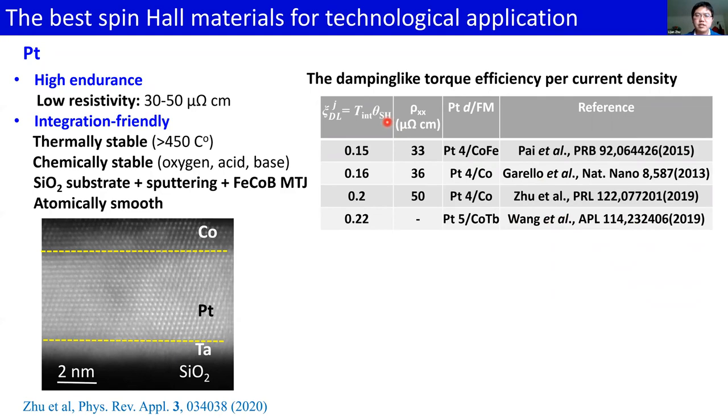How well you control the interface? That means how large is the spin backflow, which is influenced by the thickness of the platinum and the spin diffusion length of the platinum. If the thickness is larger, then you get more complete spin transmission. And also, if you have spin memory loss, that will also influence the spin transparency. So you can have very different numbers for the damping-like torque efficiency. You need to engineer your material to control the spin transparency.